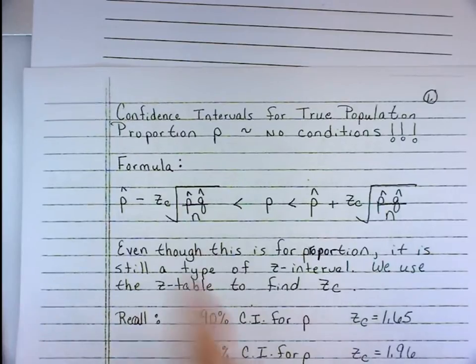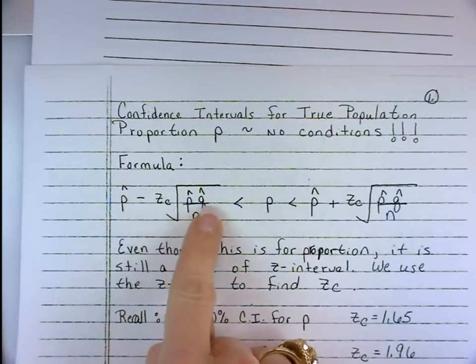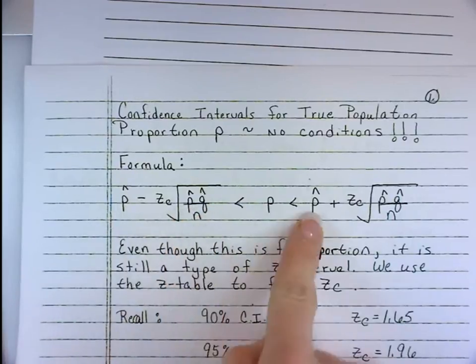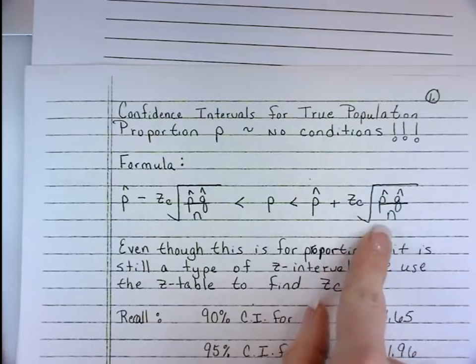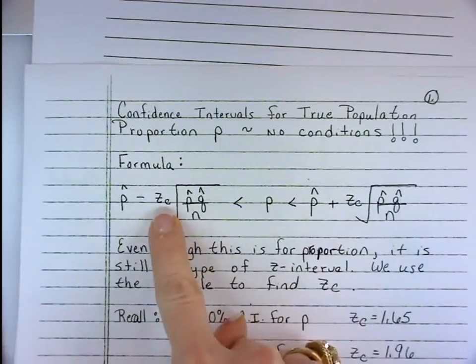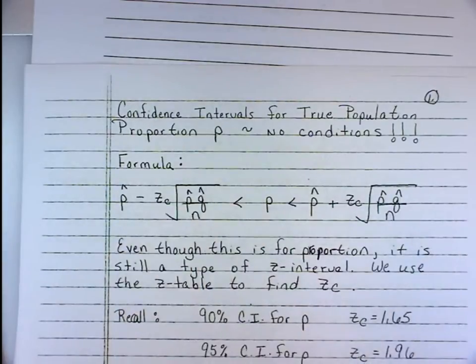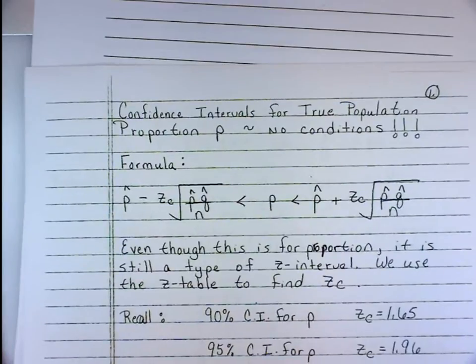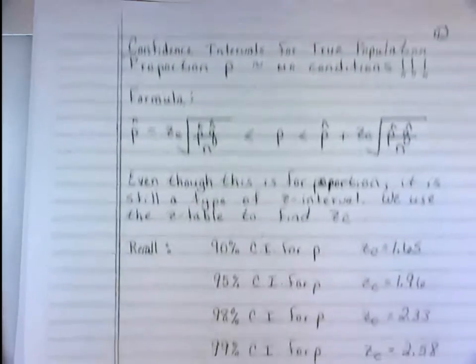The formula is p hat minus z sub c times the square root of p hat times q hat over n, to p hat plus z sub c times the square root of p hat times q hat over n. The z is found from the 2-page z table, and it's based upon the degree of confidence. So if it's a 90% confidence interval, then z is 1.65. If it's a 95% proportion z interval, it's 1.96, and I have those written here.